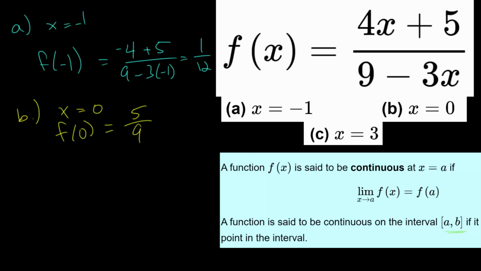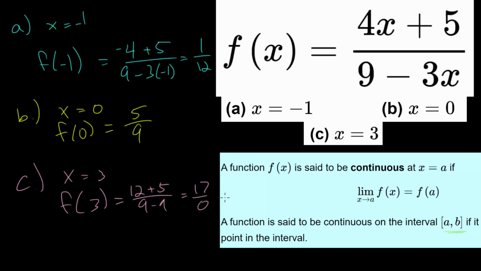But if we look at our final point, c, when x is equal to 3, here we run into a problem, since when we plug in 3, we get 4 times 3, which is 12, plus 5 in our numerator, which will simplify to 17. But in our denominator, we have 9 minus 3 times 3, or 9 minus 9, which is 0. And since we end up with 0 in our denominator, we know that this is undefined, since we cannot divide by 0. There is no defined answer for that.